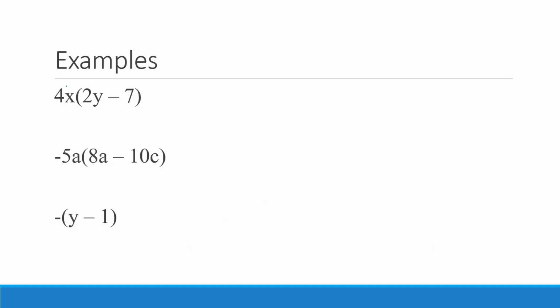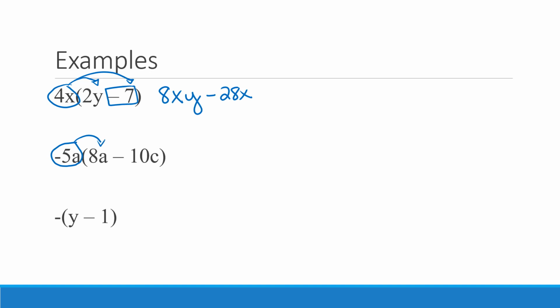So let's look at some examples. In this one, you're taking 4x and we are multiplying it by each term inside the parentheses. So 4x times 2y is going to give me 8xy. And then 4x times, be careful here, it's not just 7, it's negative 7. 4x times negative 7 gives me negative 28x. Notice my variables just get tacked onto the end here.